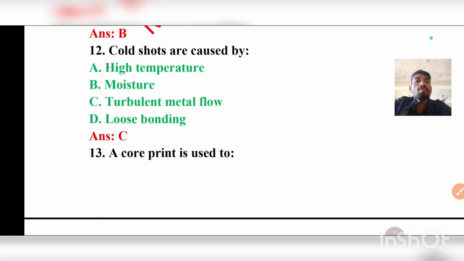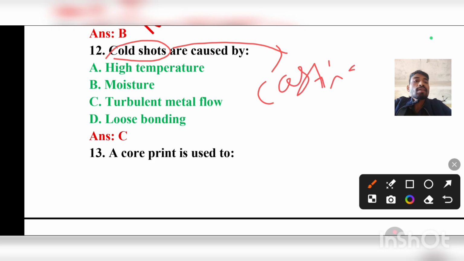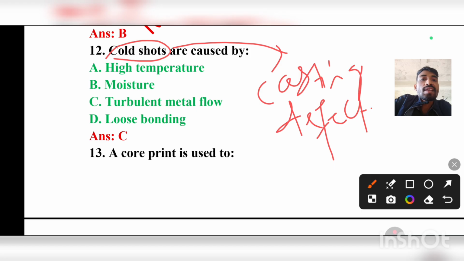Question number 12, cold shuts are caused by. Cold shut, actually it is a casting defect. So he is asking, cold shuts are caused by. The options are high temperature, moisture, turbulent metal flow or loose bonding. The correct option is turbulent metal flow.